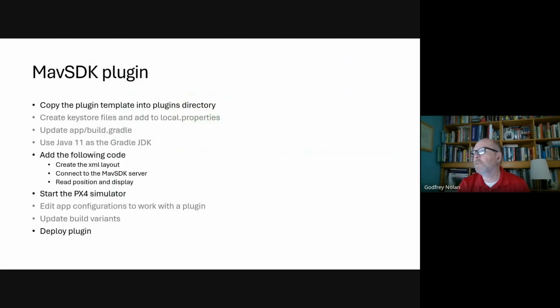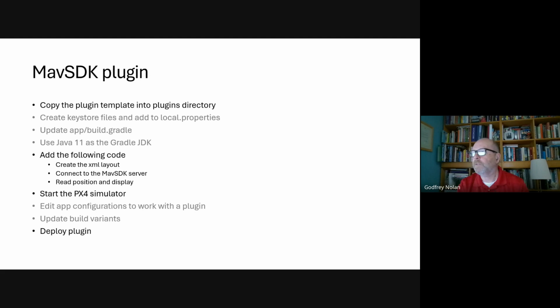Okay, so what do we have to do? The same as what we did before. I'm not really going to go through the stuff in gray. I'm just going to do the stuff in black. So we have to put our plugin template into the plugins directory. Probably should have called it something else, but I didn't. Think of this as a proof of concept.